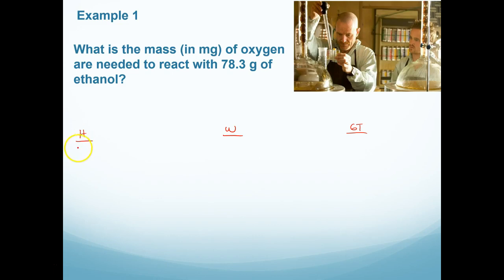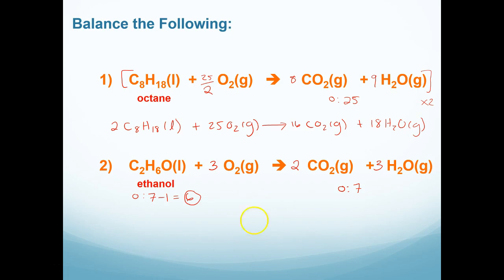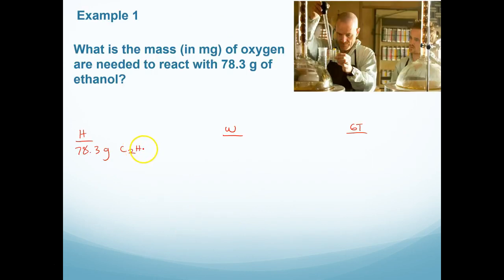I'm starting with 78.3 grams of the C2H6O. If we go back, that's my ethanol. And I want milligrams of oxygen. Okay. Notice that in this case, since we're not just focusing on a chemical formula, we have a whole equation. When we say oxygen or chlorine or bromine, we have to know that it is the diatomic. So that's something to look out for. Now I'm going to ask myself the same questions that I normally do.